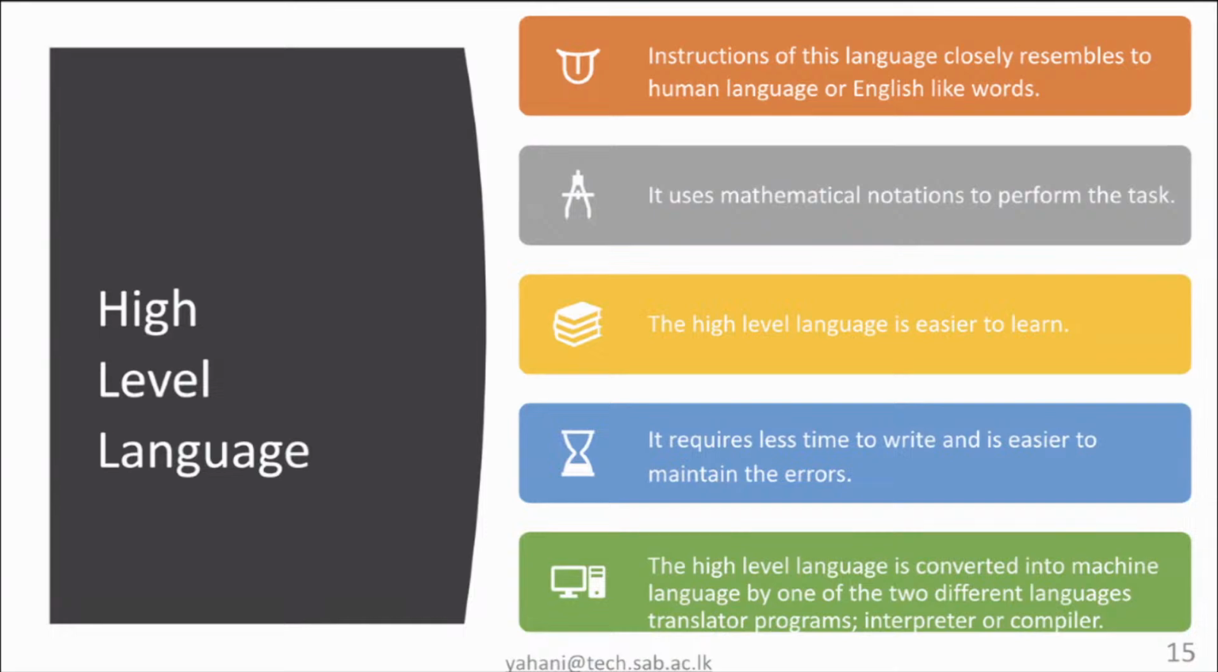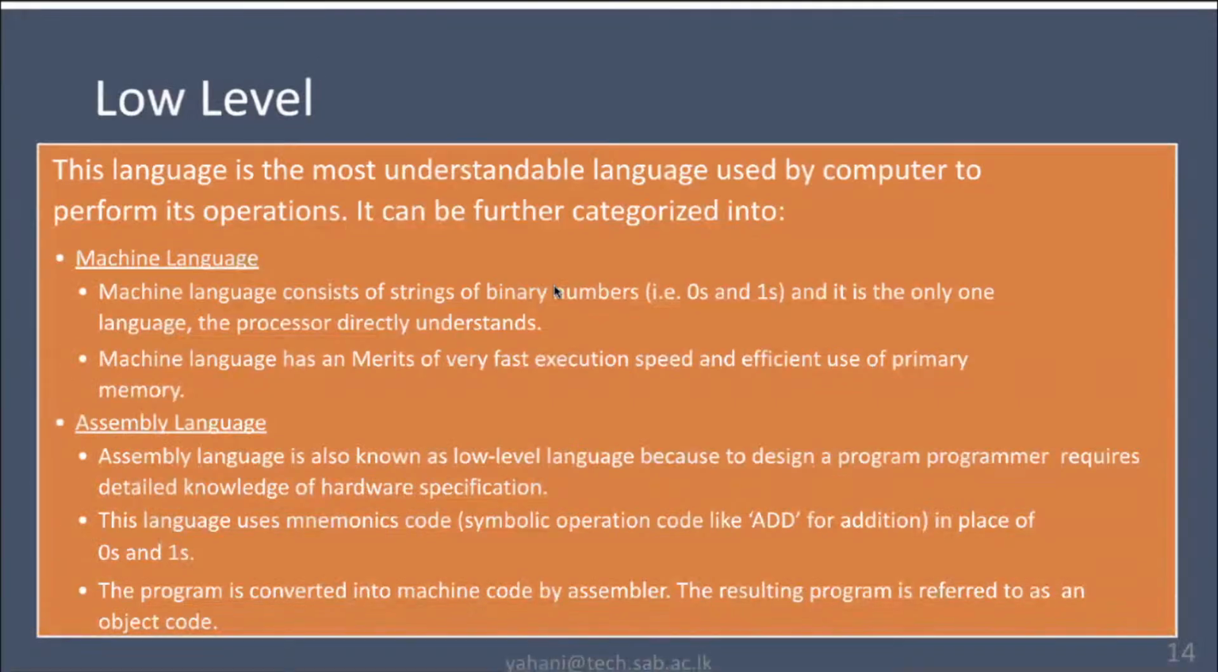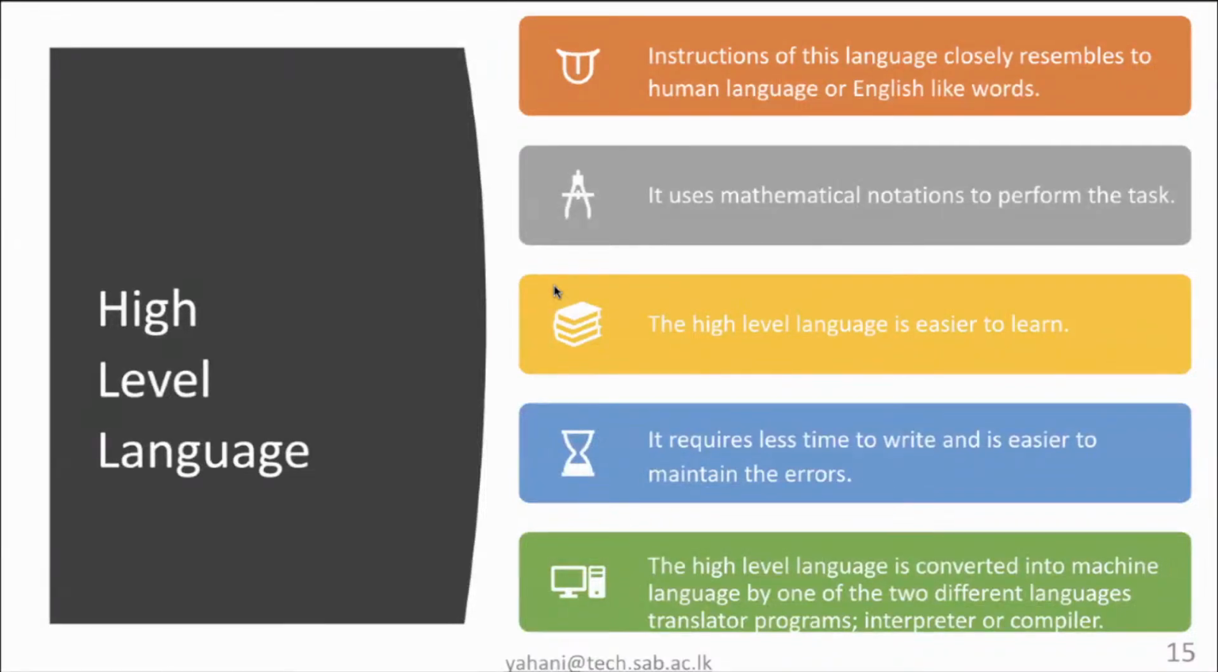In high level language, it's near to English, not to Sinhala, Tamil, German, Hindi, just only for English. So the instructions of this language are close to human language or English-like words. Then it uses mathematical notation to perform the task. So inside our high-level languages, we can use addition, for multiplication we can use a star, and for division we can use a backslash.